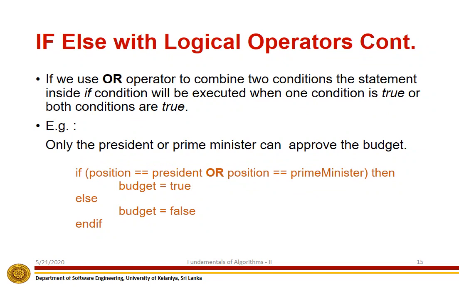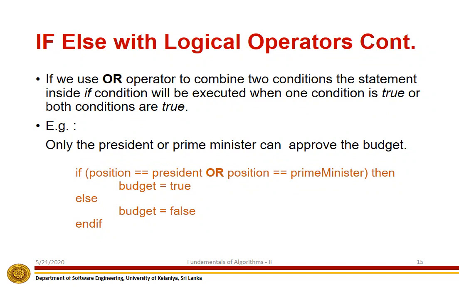Here I have given a simple example. We need to write a block of algorithm to indicate that the president or prime minister can approve the budget. So inside the if condition in brackets we can write position equal to president or position equal to prime minister, then budget is equal to true, else budget is equal to false. Finally end the if statement with the end if keyword.